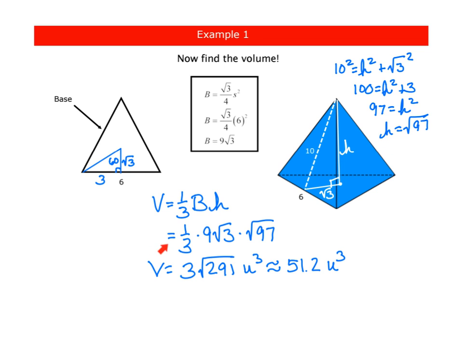Then I went back and I plugged in my formula. 1/3 base, 9 root 3, times the square root of 97. That is 3 square root of 291, and that's cubic units. And I forgot here, that's still feet. So this is cubic feet. Volume is measured in cubic feet. And if you plug into your calculator, you'll find that that's approximately 51.2 cubic feet.